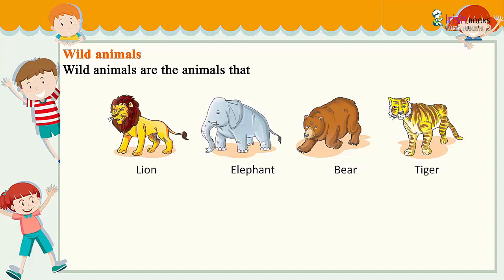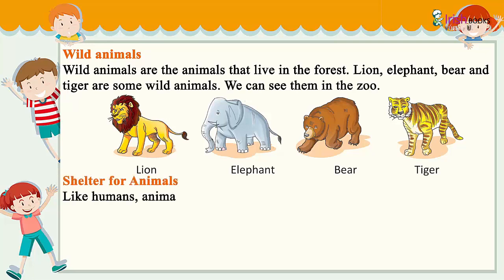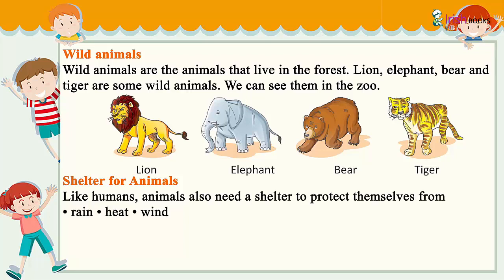Wild animals. Wild animals are the animals that live in the forest. Lion, elephant, bear, and tiger are some wild animals. We can see them in the zoo.